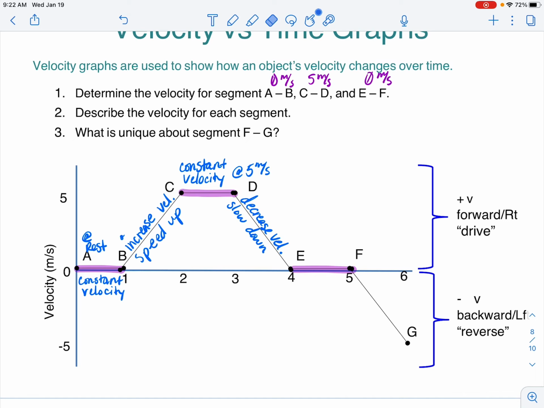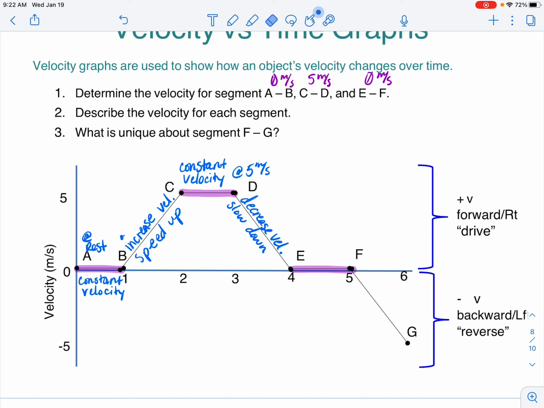So if I were in my car so far, I would have been sitting at rest. I step on the gas pedal as I'm driving forward. I maintain that speed for a moment, and then I take my foot off the gas and I step on the brake until I eventually come back to a stop. That's what we've done physically so far in our car, but we are in drive. We are moving forward or in the positive direction this whole time.